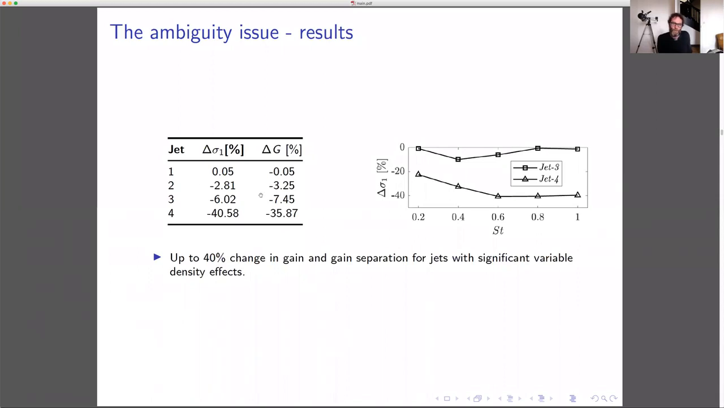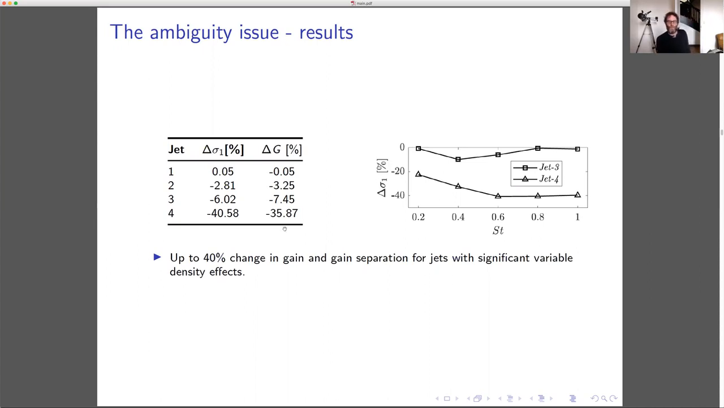This table is showing a result for a given frequency. I think it's for Strouhal 0.6. This is non-dimensional frequency. So for jets 1 through 4, this column here is showing the change in the leading gain of the resolvent analysis as you increase variable density effects. You can have changes of up to 40% once you're talking about a compressible jet that has been heated.